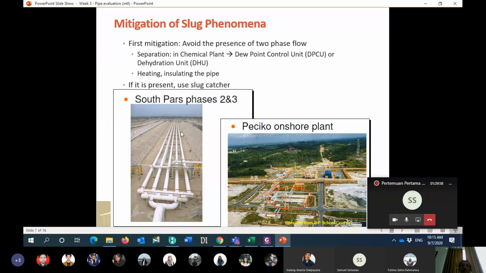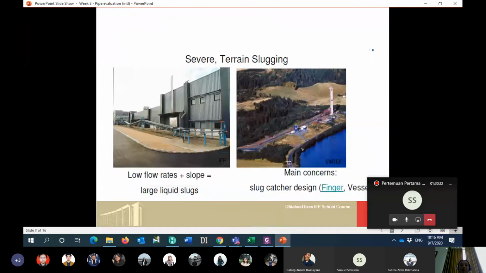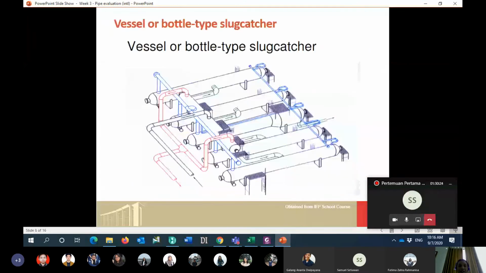This is the example. For example, this one is the separator in Borneo Island. Pechico is located also in Borneo. This plant is ex Total, now it's becoming PHM, Pertamina Hulu Mahakam. Pechico onshore plant is located in Borneo. This is the type of the separator.